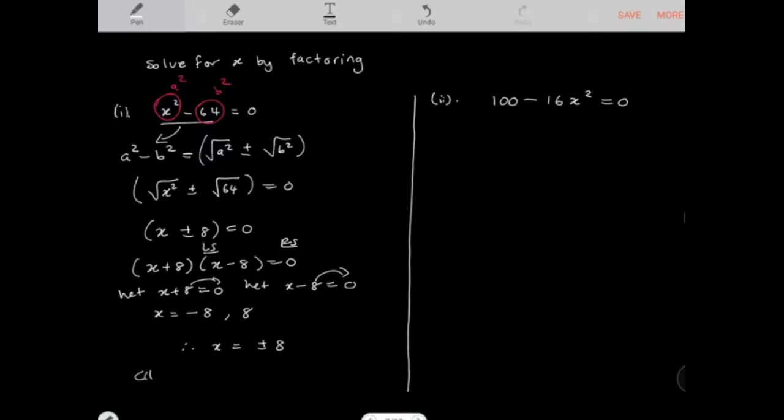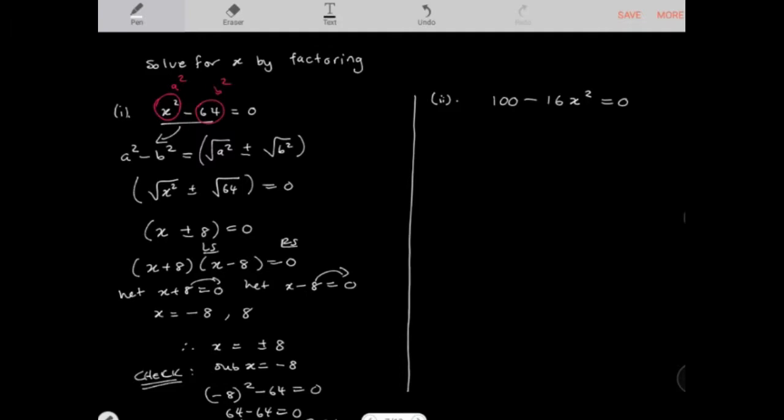If you wanted to check to see if your answer works, you can substitute x is equal to positive 8 or negative 8. I'll just use negative 8. Into the equation, you get negative 8 squared minus 64 is equal to 0. Negative 8 squared is 64, minus 64 is equal to 0, and you can see that left side is equal to right side, so it does in fact work.